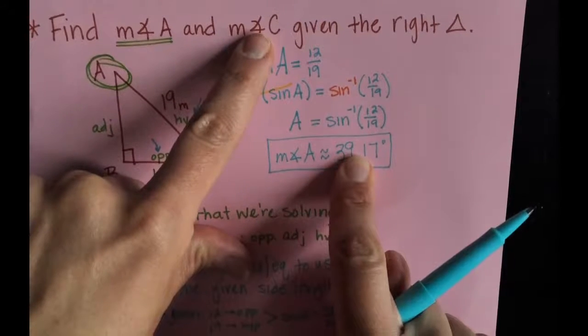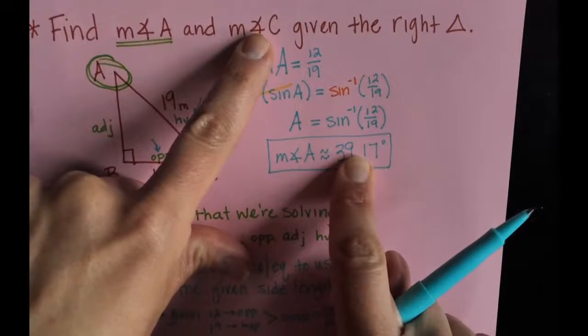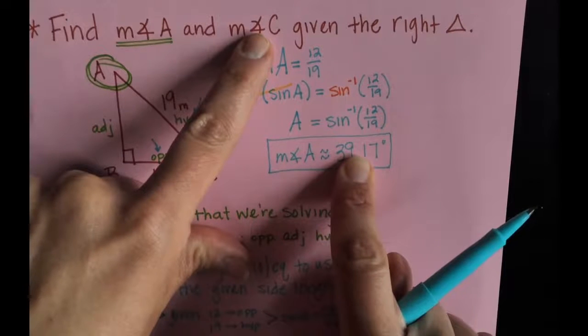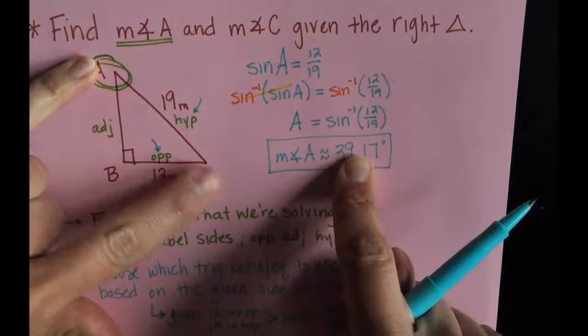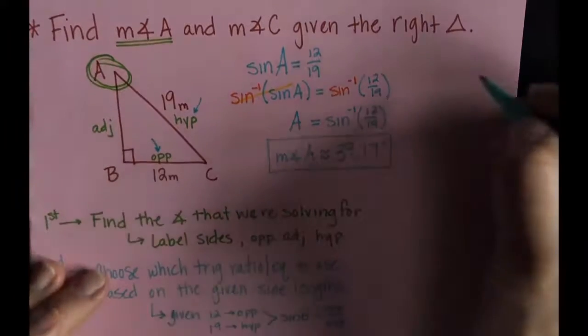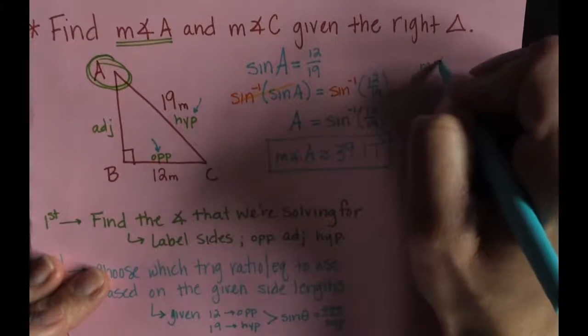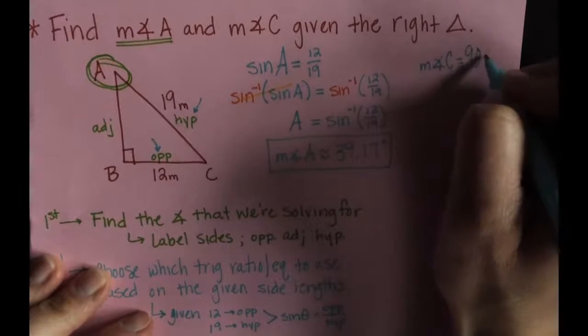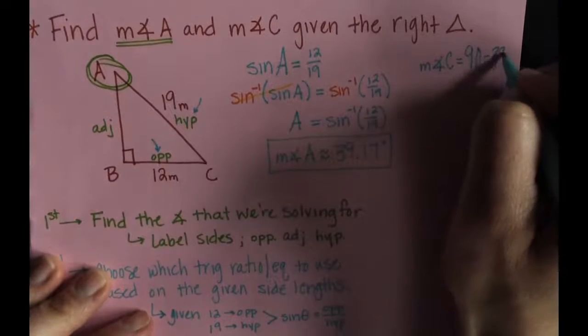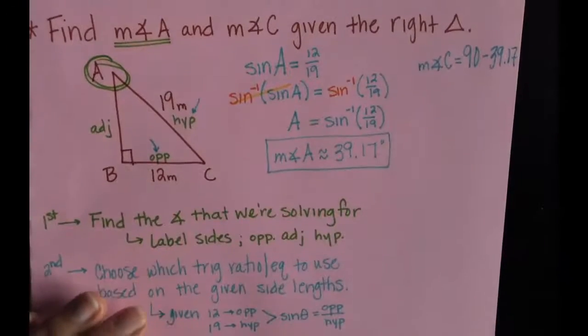Now we've got to actually find C. But that's the fun part. These are complements. They have to add up to 90. So to find the measure of angle C, we simply do 90 minus that 39.17.